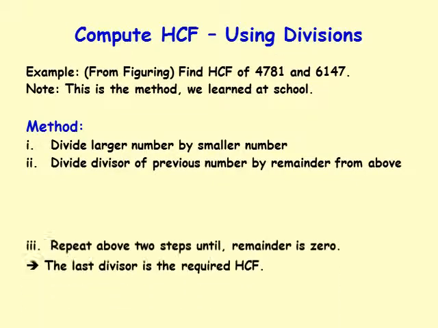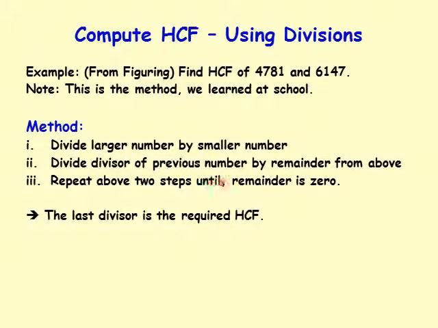Okay, and then what do we do? Repeat the above two steps until the remainder is 0. So we'll continue to do that. We first divide the larger number by the smaller number, then divide the divisor of the previous division by the remainder from above, and then repeat the above two steps until the remainder is 0. The last divisor is the required HCF. So we keep dividing the divisors by the remainders until the remainder is 0.